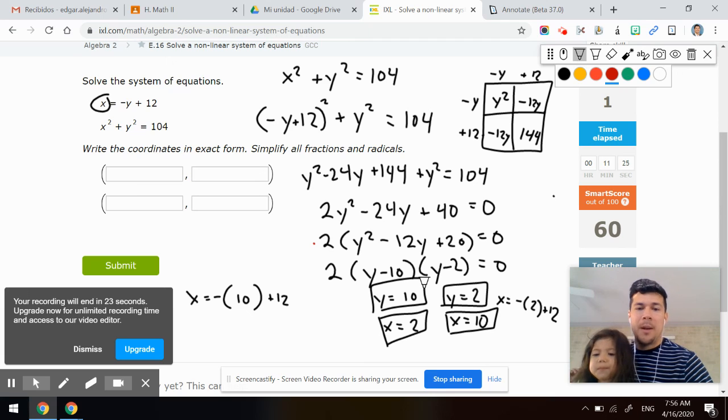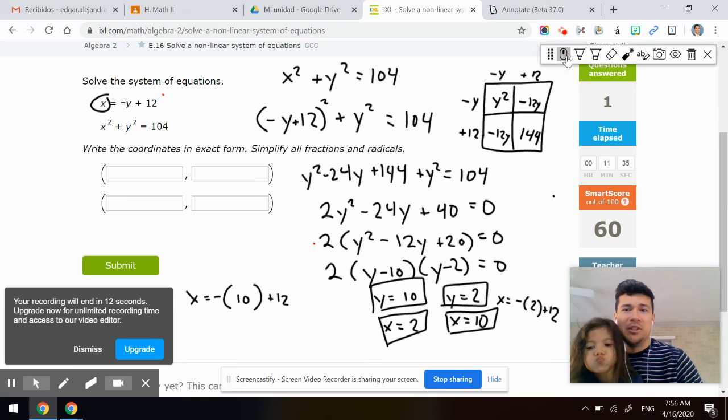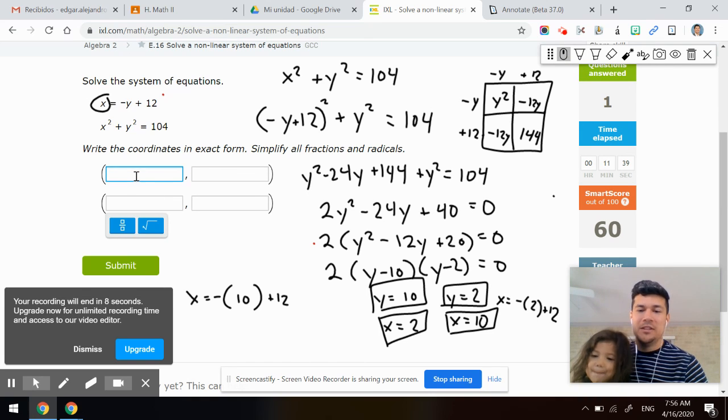Just like the previous problem, I'm going to take these individual y values and I'm going to substitute them back in to my linear function. I get x equals 2 and x equals 10. And probably won't have enough time to submit these answers for you to see, but they are correct. Make sure that you substitute them in the correct order. For example, the first one would be 2, 10. The second one would be 10, 2.